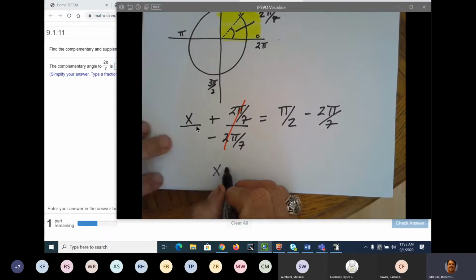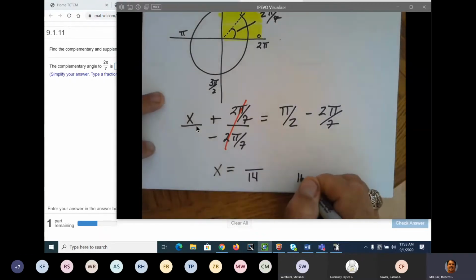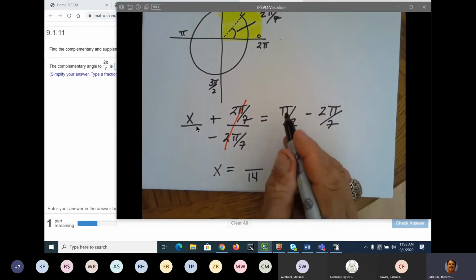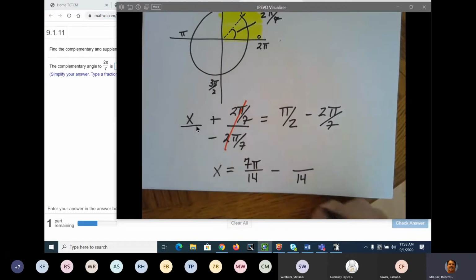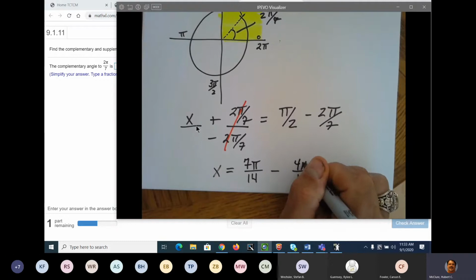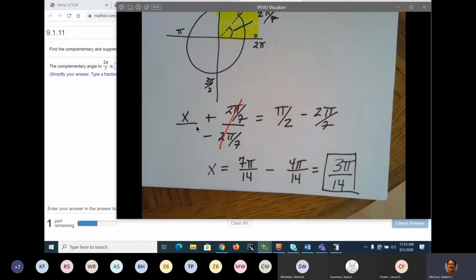X is equal to, what do we got to have to add fractions? That's not rhetorical. I'm asking y'all to interact with me. Common denominator. So I got to put a 14 here and a 14 here. 2 will go into 14 7 times. 7 times pi is 7 pi. 7 will go into 14 2 times. 2 times 2 is 4 pi. What's our answer? 3 pi over 14. Now that's one way to do it.